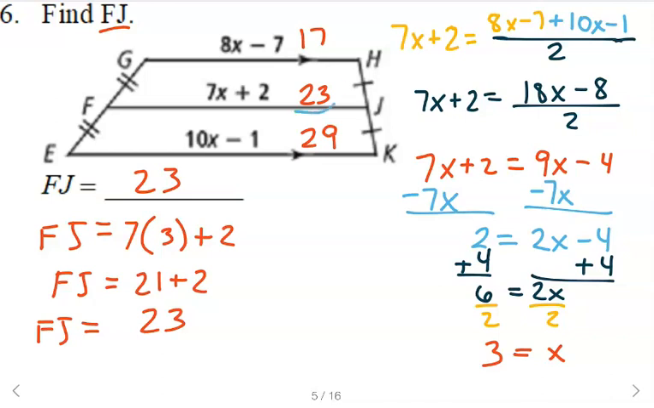So this mid-segment should be the same distance from each of these, from 17 and 29. And sure enough, it's 6 away from each of those. So like to go from 17 to 23, you'd add 6. To go from 23 to 29, you'd add 6. So it is the average of the bases.